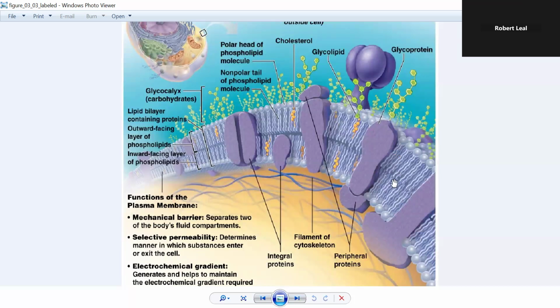The tails, we say, are nonpolar. They're hydrophobic. They don't want to mix with water. So they're not facing the water. They face the other membrane's tail, which is nonpolar.